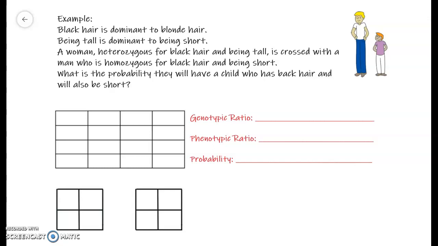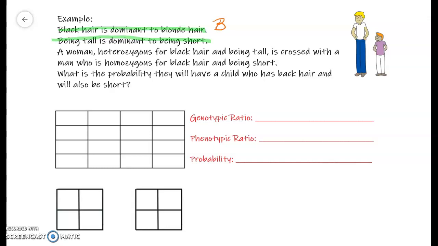So let's start. Let's read through our problem and highlight things as we go along. So black hair is dominant to blonde hair, but now we have a second trait. Being tall is dominant to being short. So let's assign some symbolism here. So for black hair versus blonde hair, black hair being dominant, I'm going to write a big B for black hair.